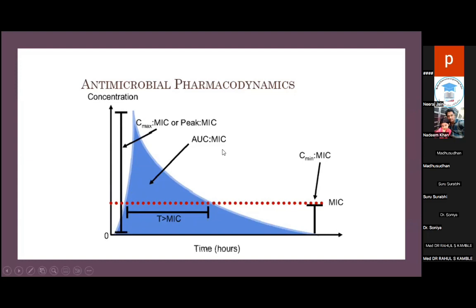Some antibiotics like quinolones are AUC by MIC. It's a mix of both concentration and time dependence, like quinolones. So PKPD indices need to be considered while selecting the antibiotic from the microbiology report.